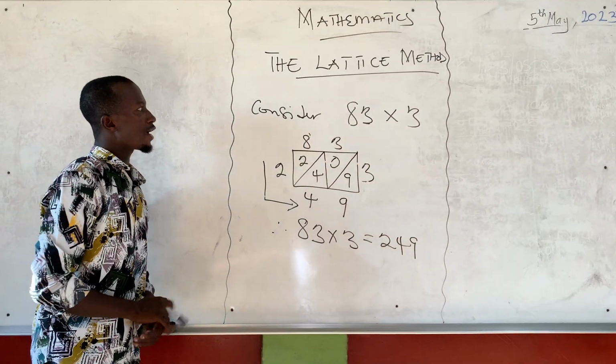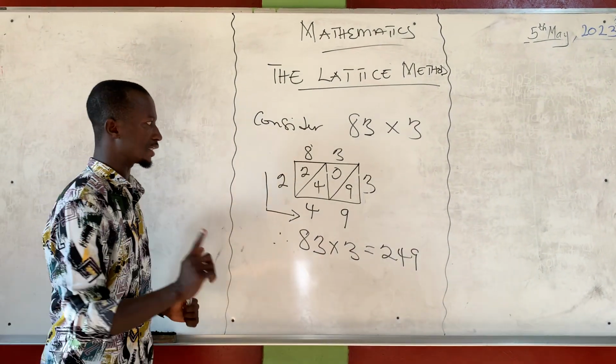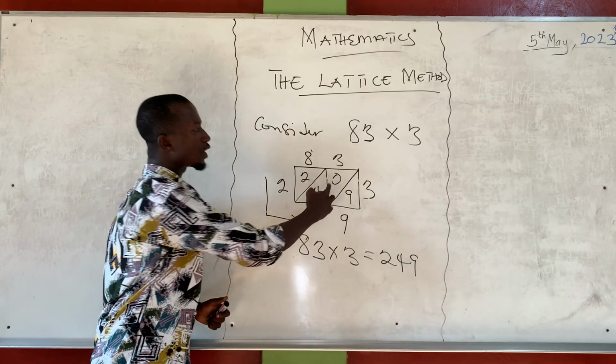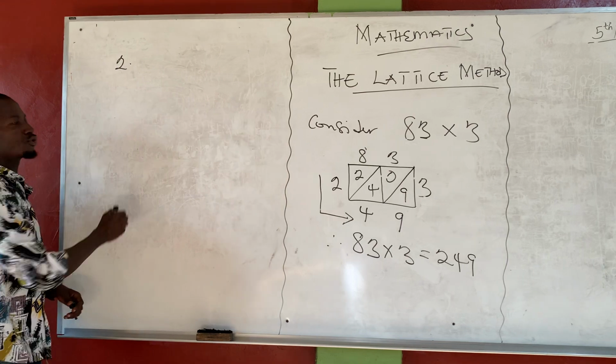That is the first example for the lattice method. It is very simple. The most important thing here is that you must be able to notice where to write the tens and where to write the ones. Let's take another example here. Example 2.